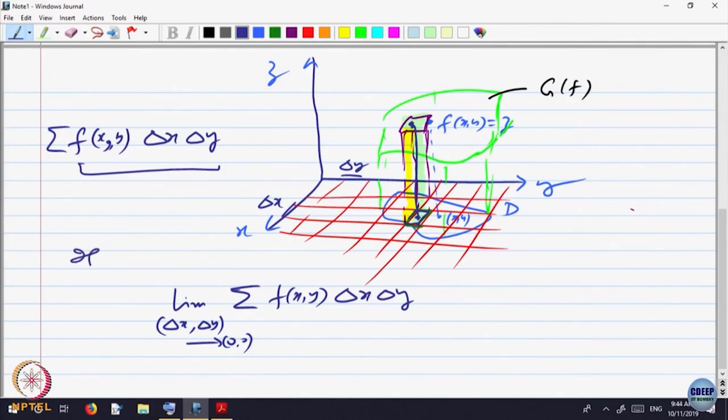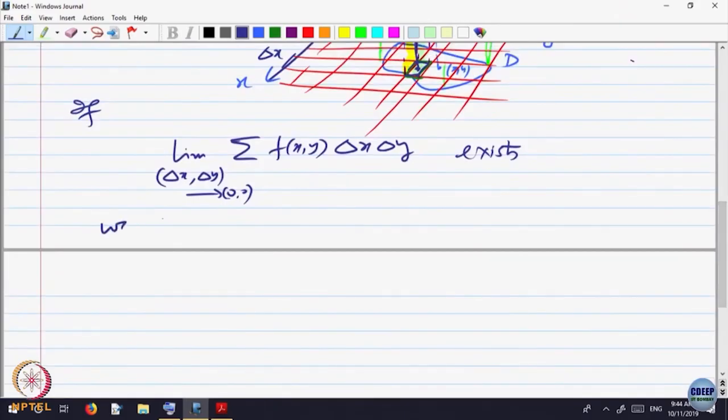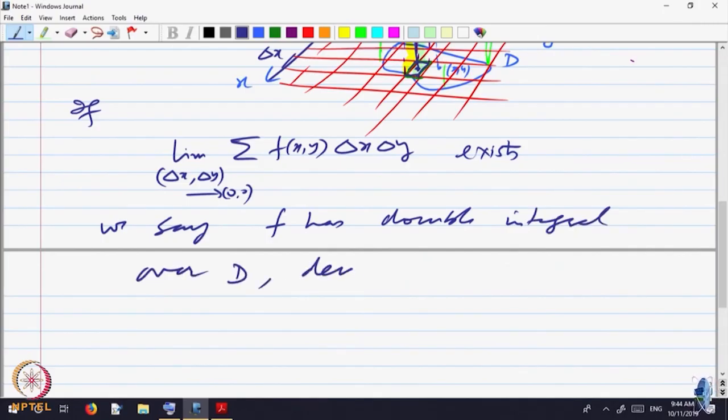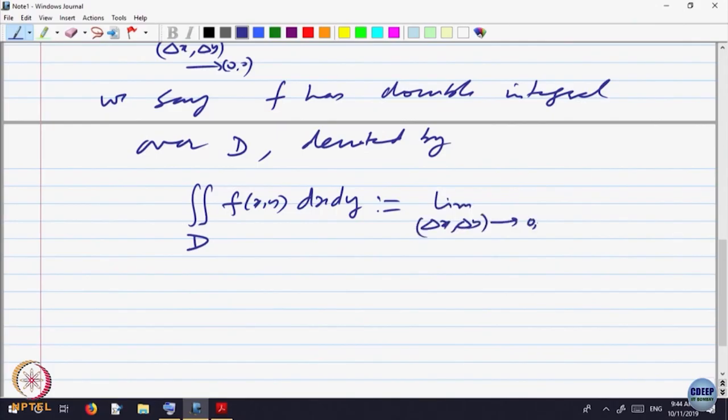So if this limit exists, perfectly similar to one variable, if the limit of the Riemann sums exists, that is called the integral. So if this limit exists, we say f has a double integral over the domain D, denoted by two integral signs because it is a two variable function, D is the domain, f(x, y) dx dy. So what is this? This is the limit as (delta x, delta y) goes to (0, 0) of those sums, sigma f(x, y) delta x delta y, summation over those partitions.